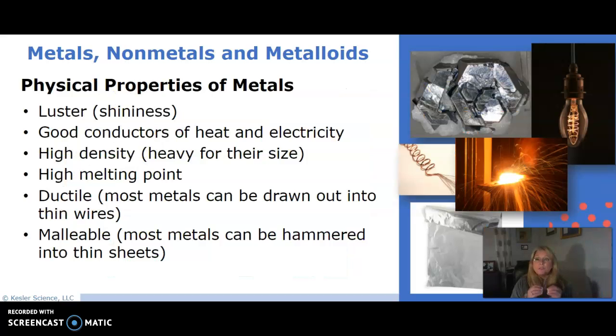Okay, so these are the specific physical properties of metals. They have luster, which is shininess. They're good conductors of heat and electricity. High density, meaning when they say heavy for their size, it could be a very small item, like a magnet or something like that, but it has a lot of weight to it. It has a lot of mass to it, so the density feels heavy. High melting point, meaning it would take a really high temperature to melt it. Ductile, most metals can be pulled or drawn out into thin wires, and most metals can be hammered into thin sheets, which would make most metals malleable.